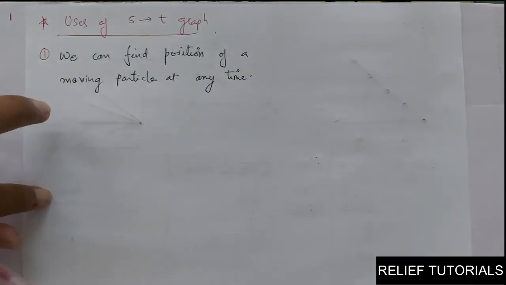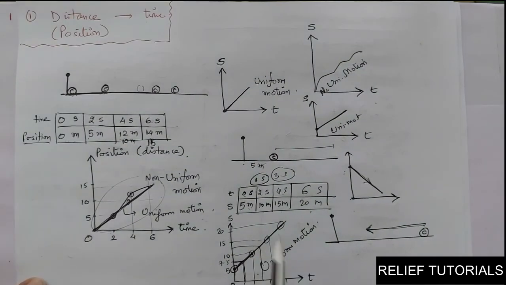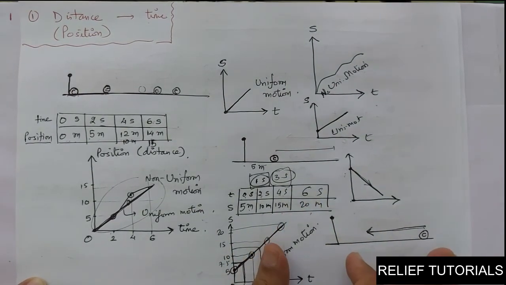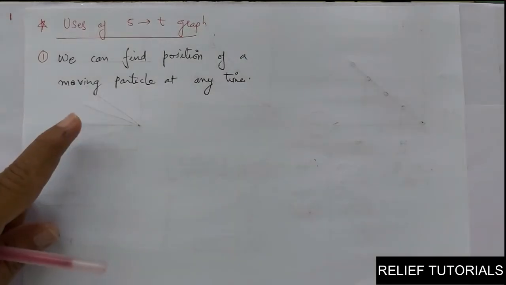As we have discussed, if you have this type of graph, you have the readings of 0 second, 2 second, 4 second and 6 second. You don't have the readings of 1 second, 3 second and so on. Then also you can find them with the help of these graphs.